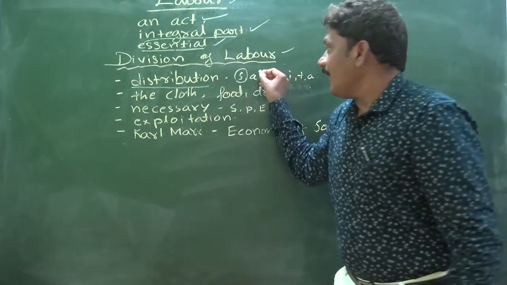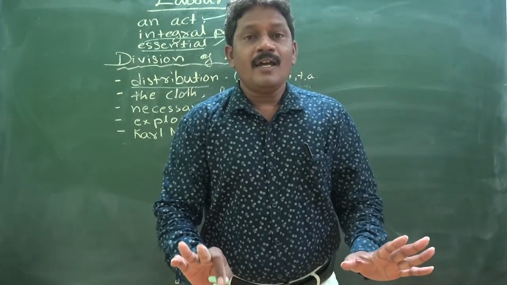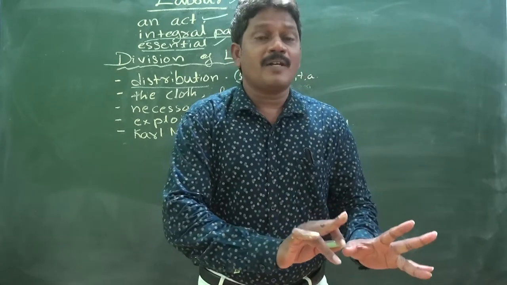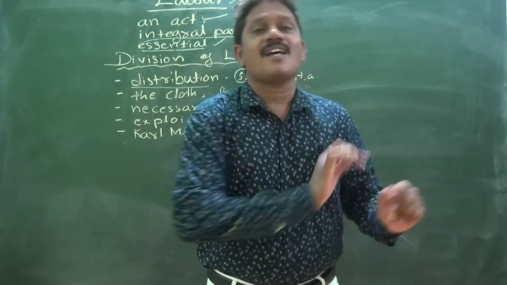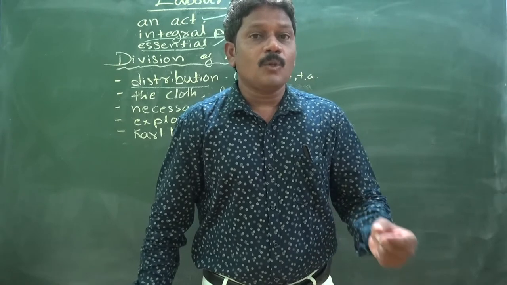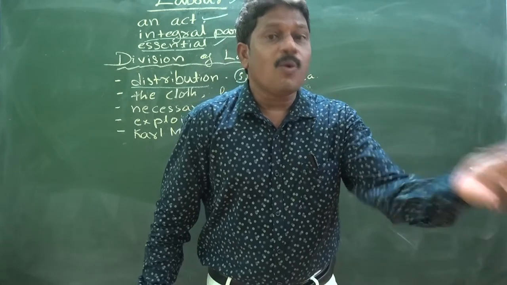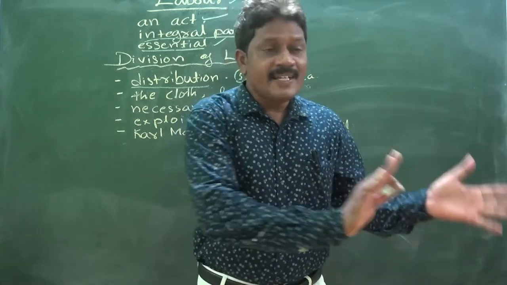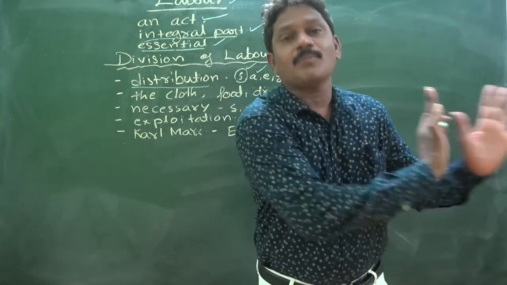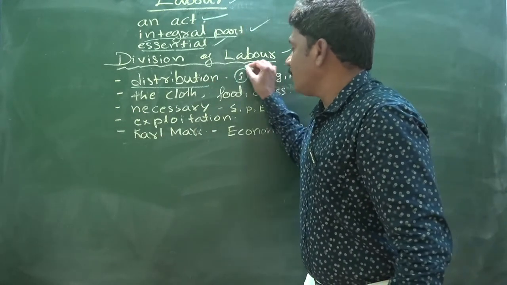Based on skill. Any one person does not have all skills; different persons have different skills. For example, the farmer's skill is not possible for a teacher, and the teacher's skill is not possible for a farmer. The teacher's skill is different from the farmer's.